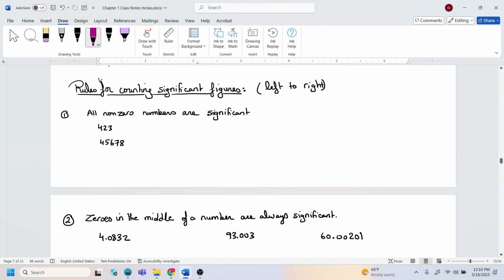Rules for counting significant figures. When you start reading a number, of course, you read it from left to right. So this is 423. The rule says that all non-zero numbers are significant. So I'm starting with 423. This is going to be three significant figures. This one is all non-zero digits, so this is going to be five significant figures.